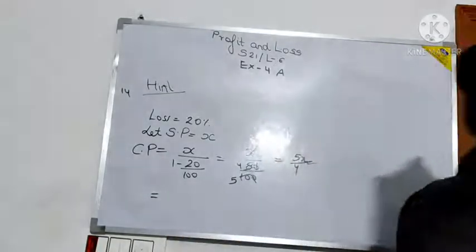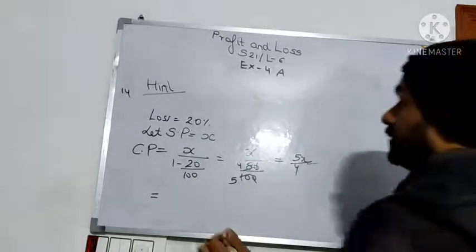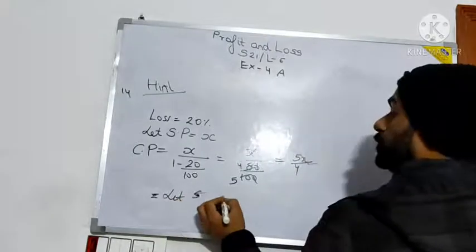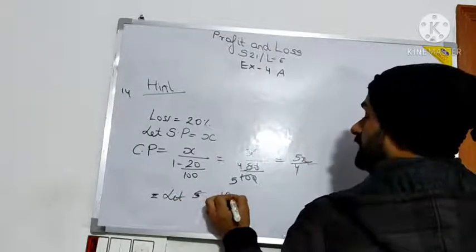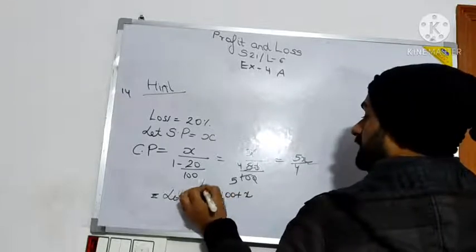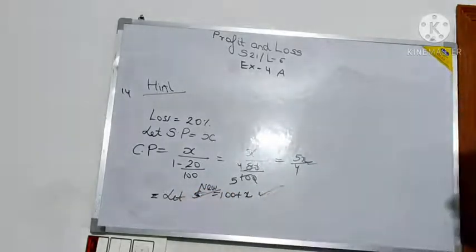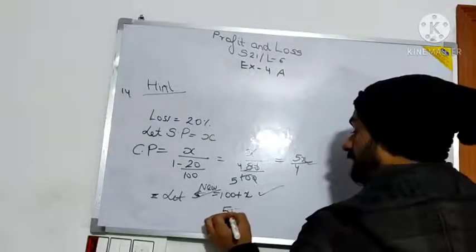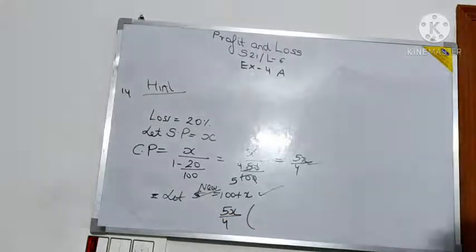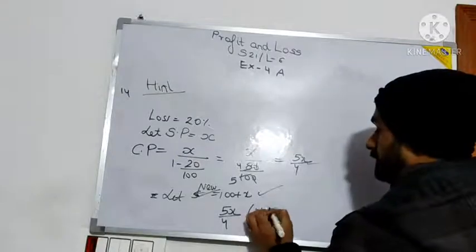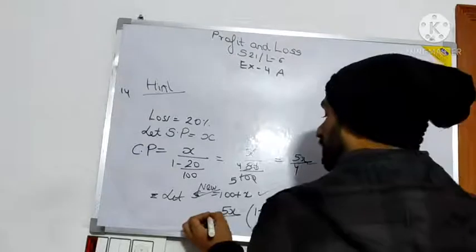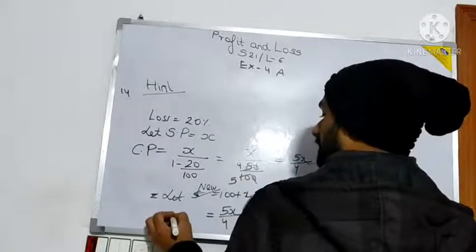So new profit required is how much? Had it sold for a new SP. So see here, according to the question, SP should be 100 more. That means the new SP is 100 plus X. New SP is 100 plus X. Remember this value. And with this value of CP, that is 5x by 4, how much profit is desired here now? Profit desired is 18%. So 1 plus 18 by 100. This thing, and you equate it to how much? 100 plus X.